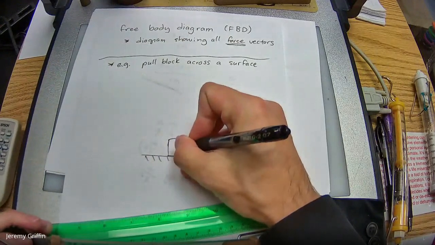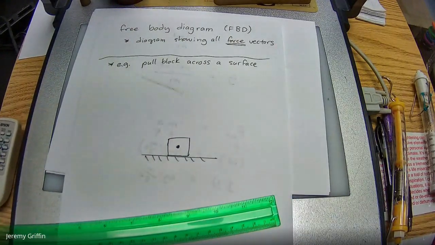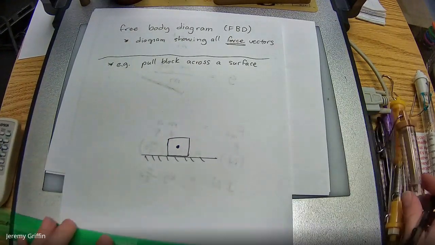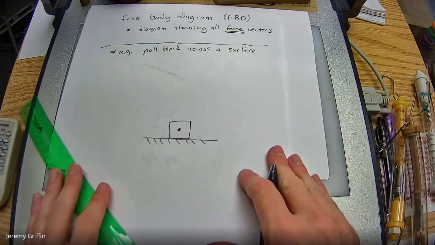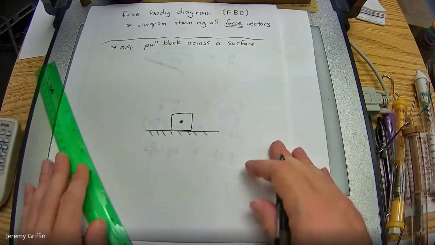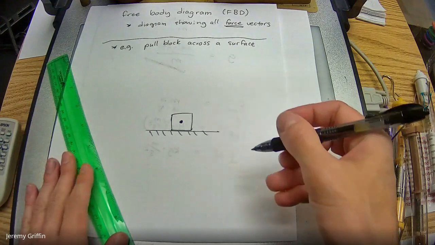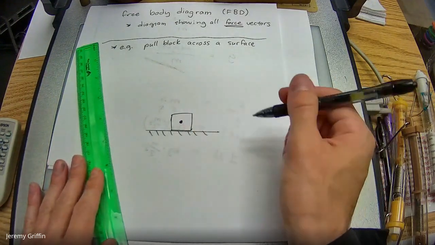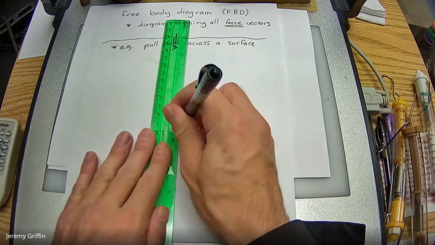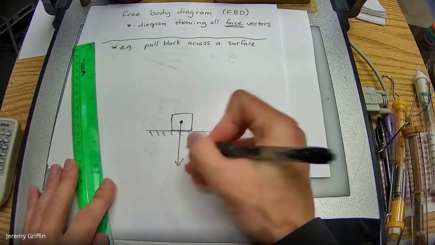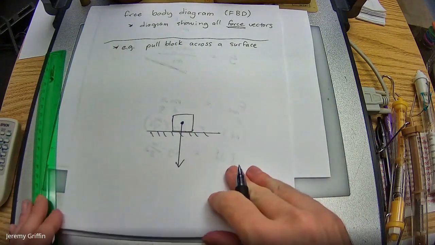So throw a center of mass dot on that block. And then let's think about what forces are on this block. Well, it's got a weight pulling straight down. A weight pulling straight down. And I can label that.